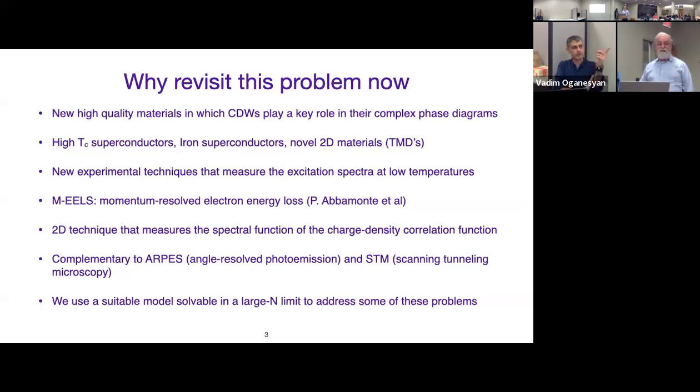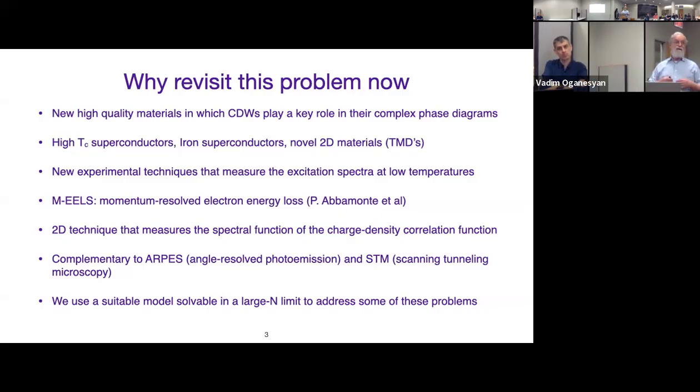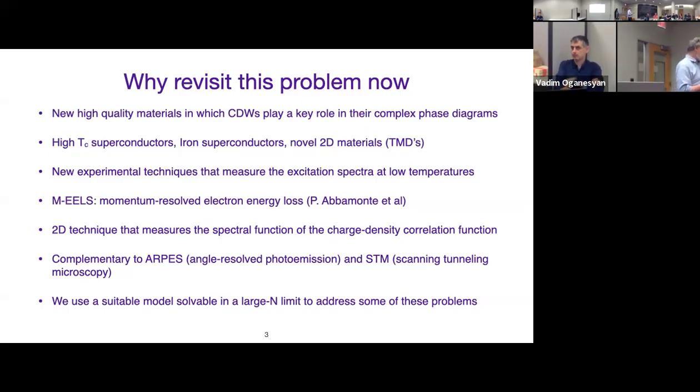No, that's from STM and ARPES, but the new probes, like M-EELS, you get simply the spectrum of the density fluctuations in the system. Spatial evolution, with the usual EELS you couldn't, but with this, what you get is essentially a function of energy and momentum, but it's not parallel.